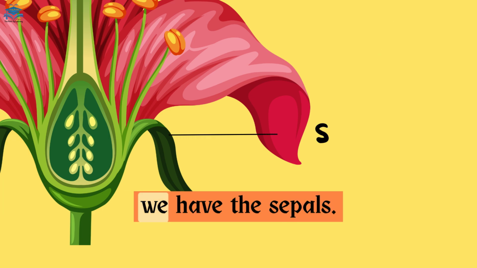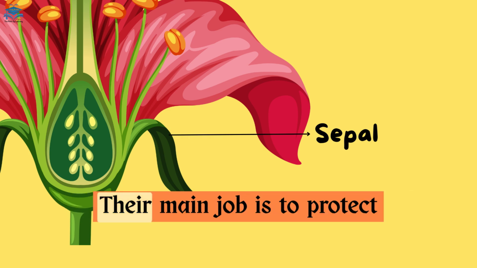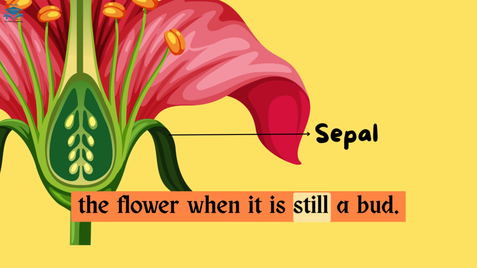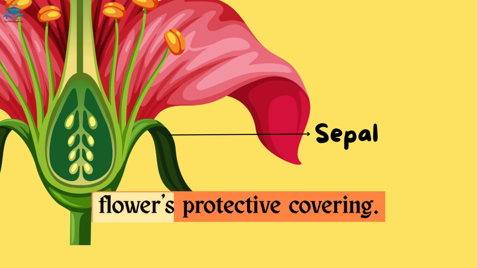Just below the petals, we have the sepals. Sepals are usually green and leaf-like. Their main job is to protect the flower when it is still a bud. So you can think of sepals as the flower's protective covering.